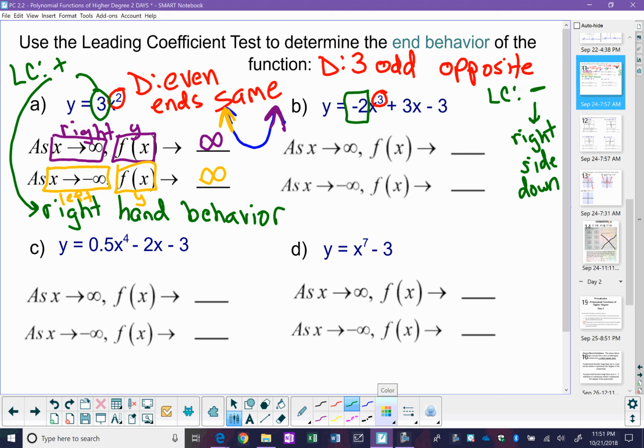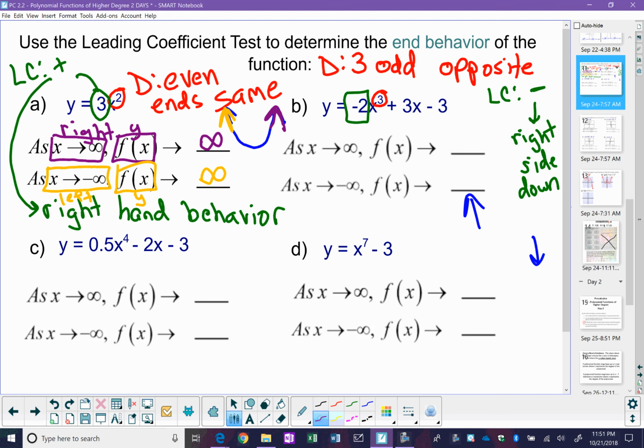So let's draw a sketch. Let's start with our right hand behavior. The right hand side we said is going down. And because it's an odd degree, that means my left hand side has to go in the opposite direction. It's going to go up. We haven't talked about what's going on in the middle, but we will today. So let's fill in this piece.